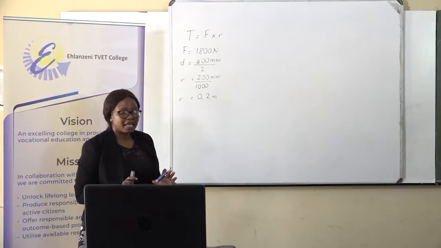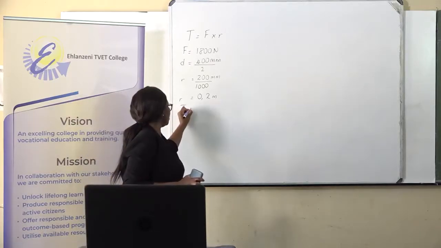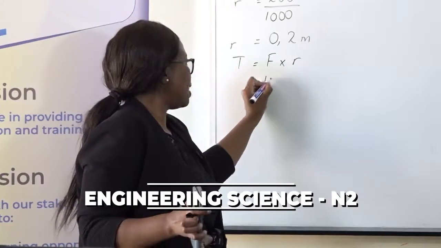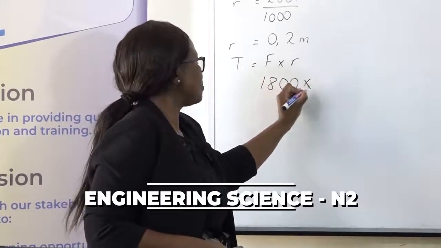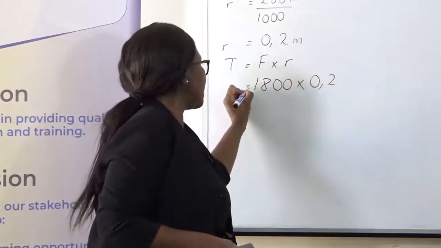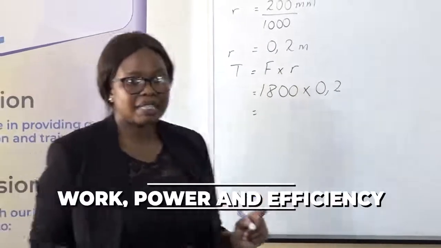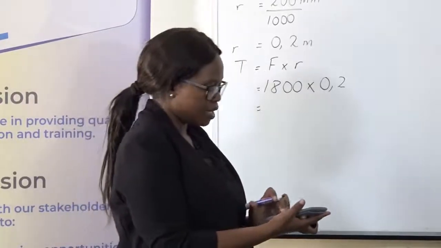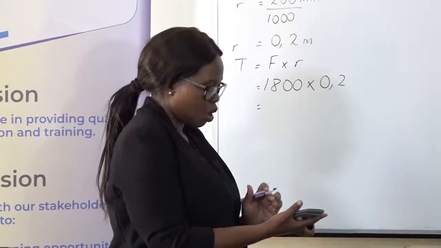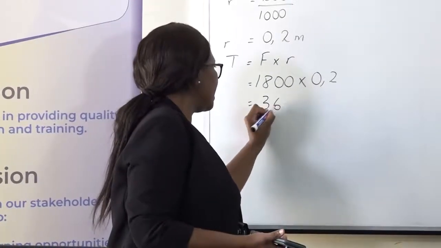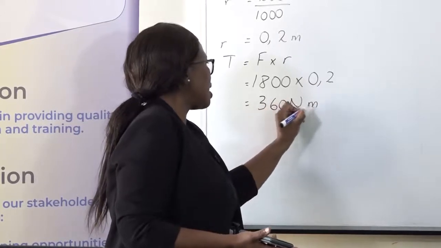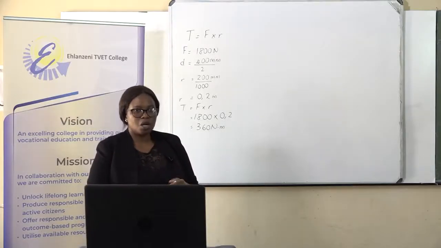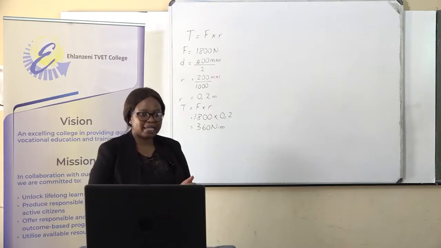Now we have everything that we need. We are able to calculate the torque. So our torque is equal to force times radius, and our force is 1,800 times 0,2. Let's calculate. What do we get? 1,800 times 0,2. We get 360 Newton meters. That's our torque. So this is what we need to know on this module of work, power, and efficiency.